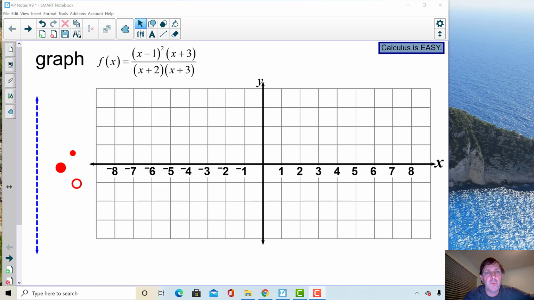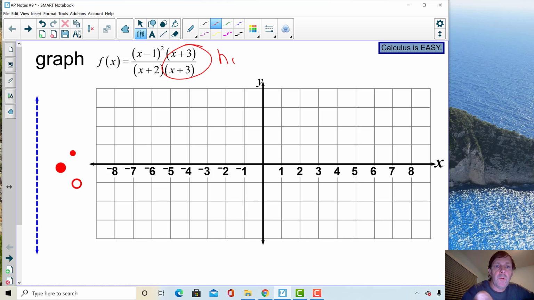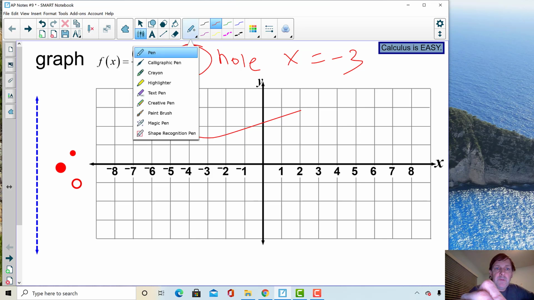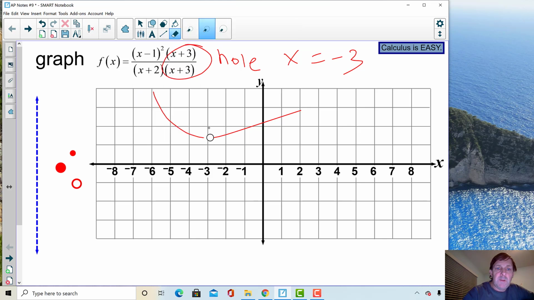Okay, on the first example, we're going to look at how to graph this rational function. First thing we want to look at is that x plus 3 over x plus 3. This is going to give us a hole at x equals negative 3, and I usually do that last. So we want to try to remember that. No matter where our graph is, our very last step is going to be, just erase it a little bit, just put a hole in it.